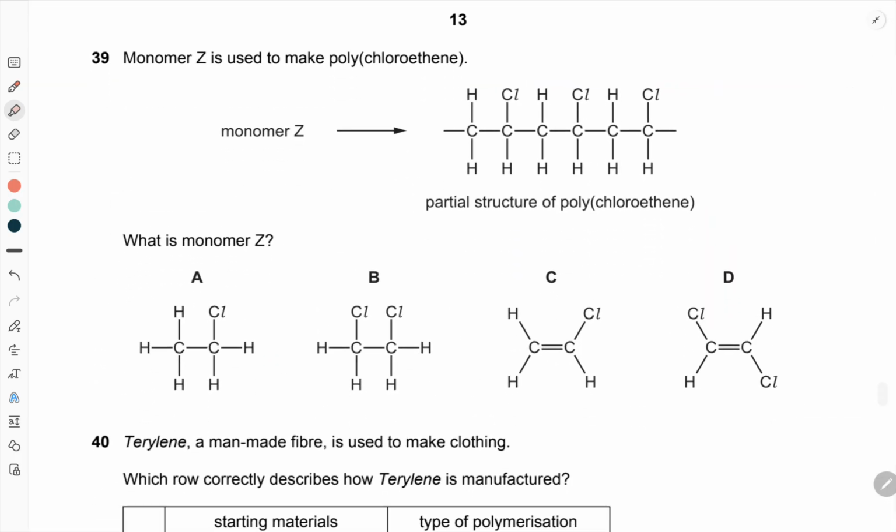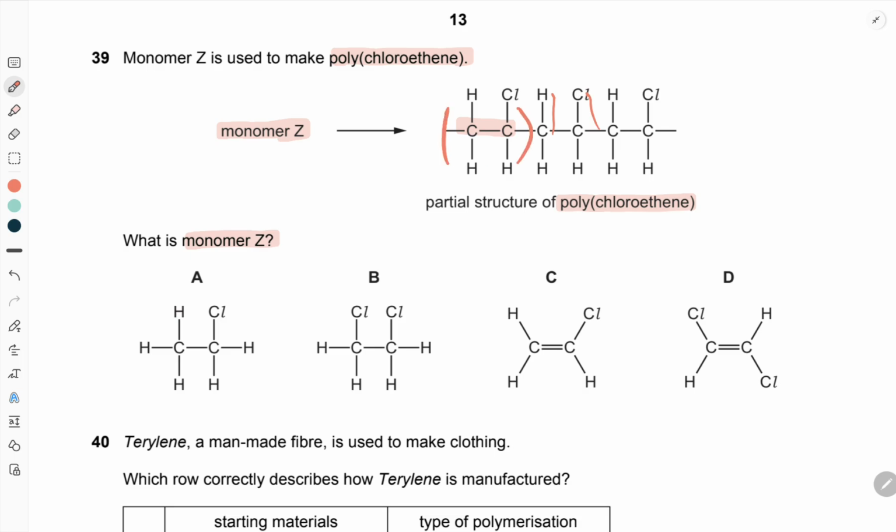39. Monomer Z is used to make polychloroethene. So this is your polychloroethene and we have a monomer Z which is polymerized to make this structure. Now what is monomer Z? To find the monomer Z, let's find the repeat unit, and you can see C and then CH and then Cl, then CH, then Cl, which means the first 2 carbons can be considered as repeat units. So you can cut the repeat unit. This is the repeat unit.